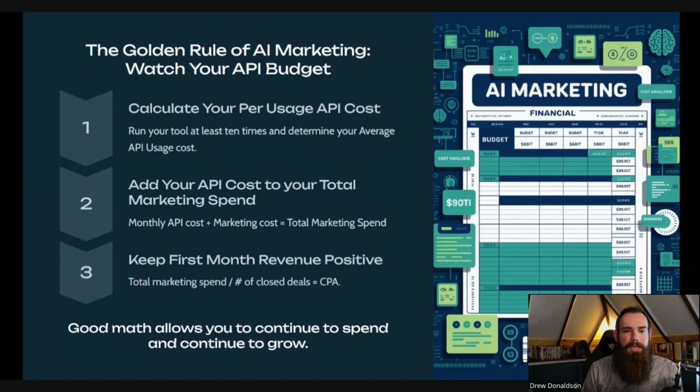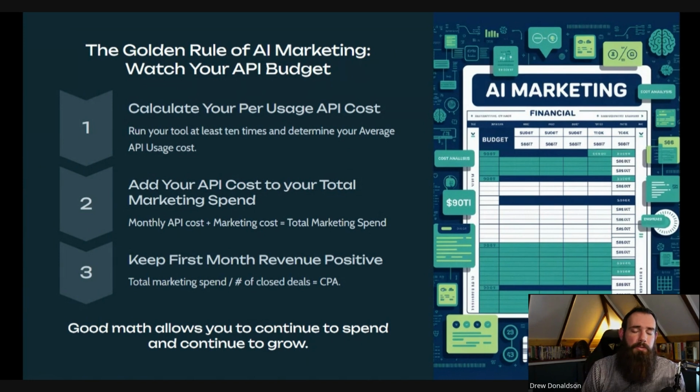So when you're thinking about your API usage, unless you're building this stuff for inside your business, and this would be like a cost of goods sold, your monthly API cost should really be dedicated to your marketing budget, especially if that's what the primary use case is. And so when you figure out your total marketing spend by adding up your monthly API cost plus the marketing cost, that's going to give you your total marketing spend. You divide the total number of marketing spend by the number of deals you closed throughout the month.